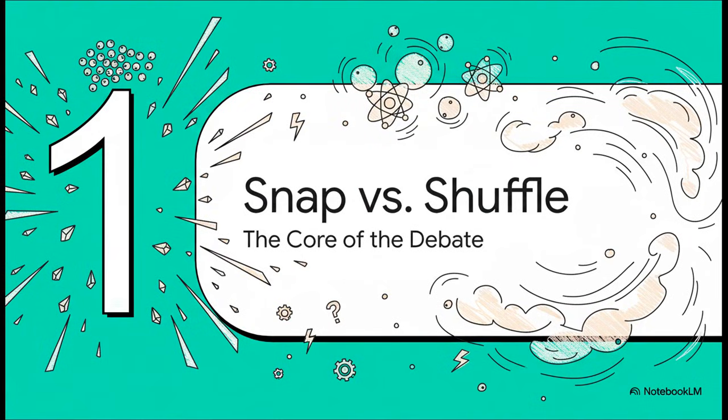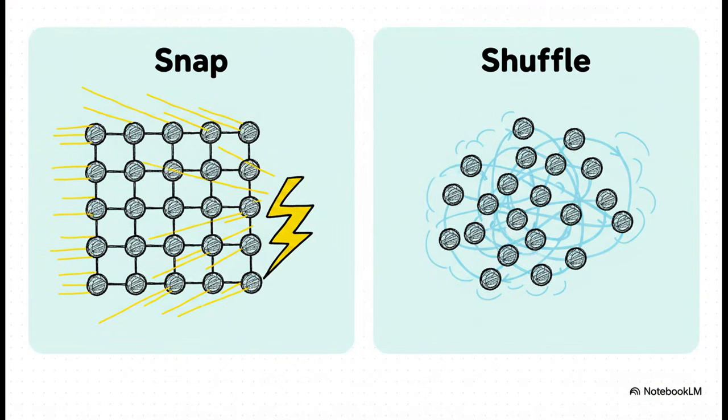So, to crack this case, we've got to get right to the heart of the scientific argument. And it really all boils down to two completely different ideas about how atoms rearrange themselves. Is it a sudden, disciplined snap? Or is it a slow, messy shuffle? This is a really great way to think about it.